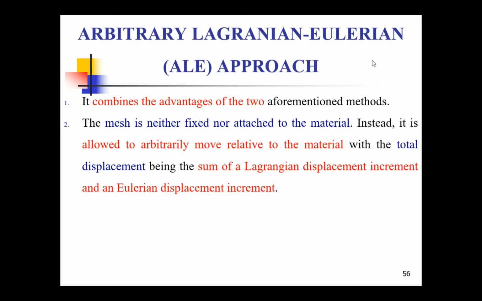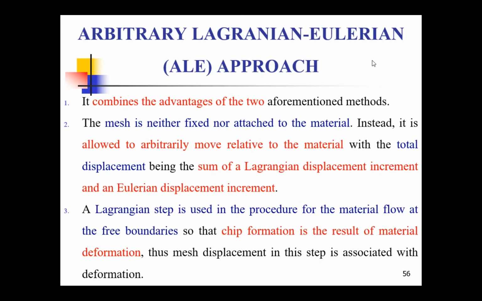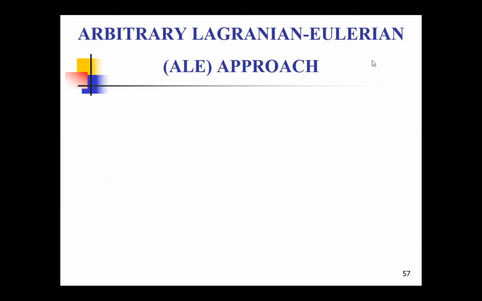So the total displacement of the material, consider an element. So what is the displacement of that element? How to decide? So the total displacement of the element is nothing but the Lagrangian displacement plus the Eulerian displacement. That gives the total displacement of the element. So the Lagrangian step is used for the material flow at free boundaries. So where are we going to combine this? So for material flow at free boundaries, we are going to use Eulerian, and the chip formation is a result of material deformation. So that is also Lagrangian.